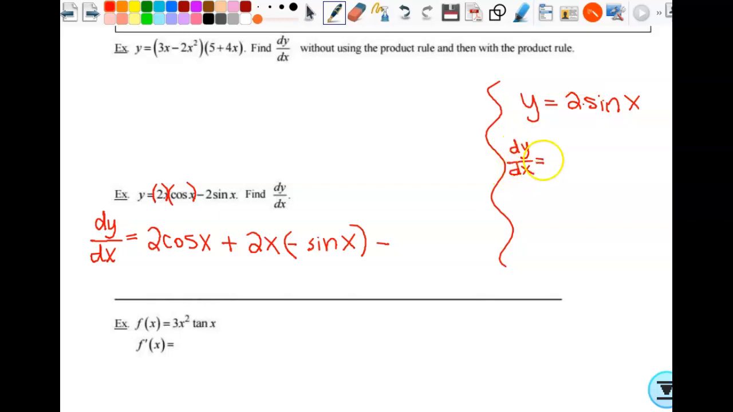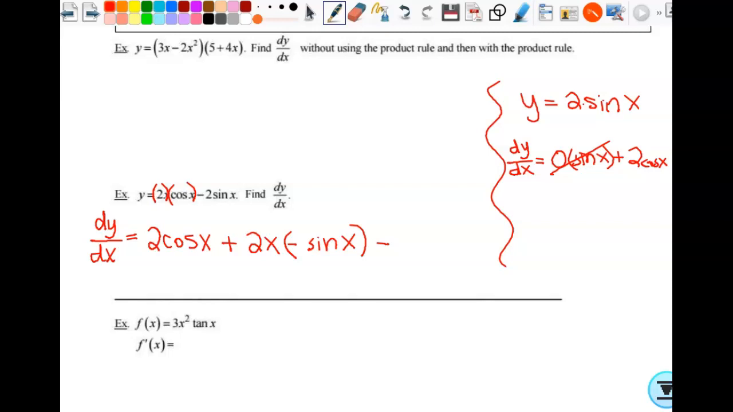What's product rule? Derivative of the first. What is derivative of the first? 0 times the second. 0 times sine x plus the first times derivative of the second, cosine x. So you see how that first term goes away because it's being multiplied by 0? The purpose of this is for you to understand, when one of the factors of that product is a constant, you don't have to use product rule. You can, okay? It will work. It's just probably not the most efficient route.